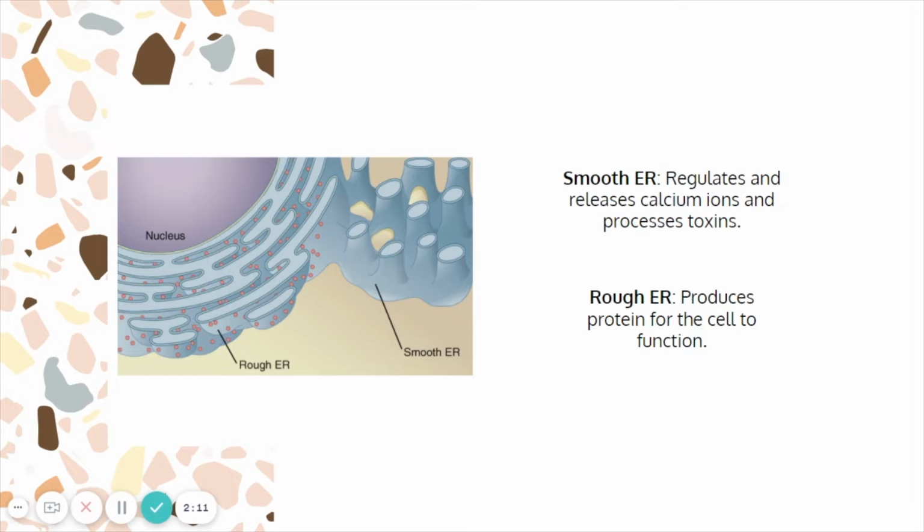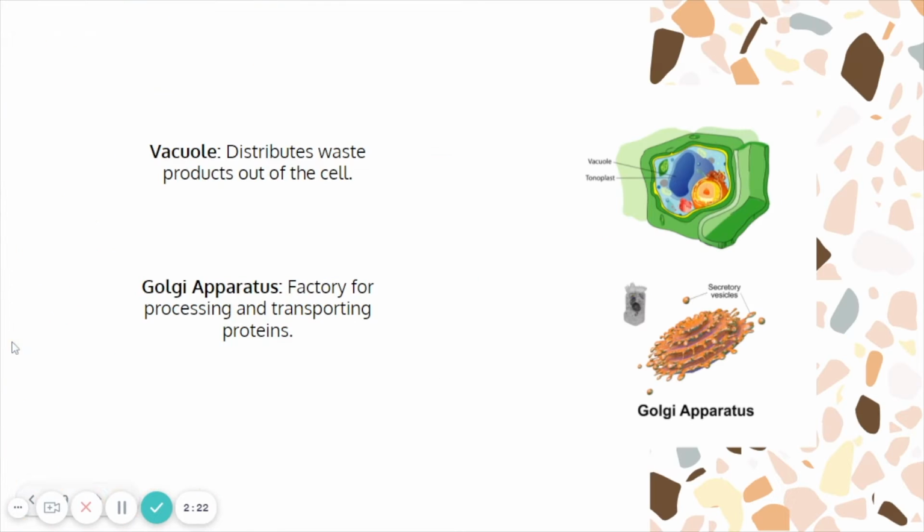The smooth ER regulates and releases calcium ions and processes toxins. The rough ER produces protein for the cell to function. The vacuole distributes waste products out of the cell, and the Golgi apparatus is a factory for processing and transporting proteins.